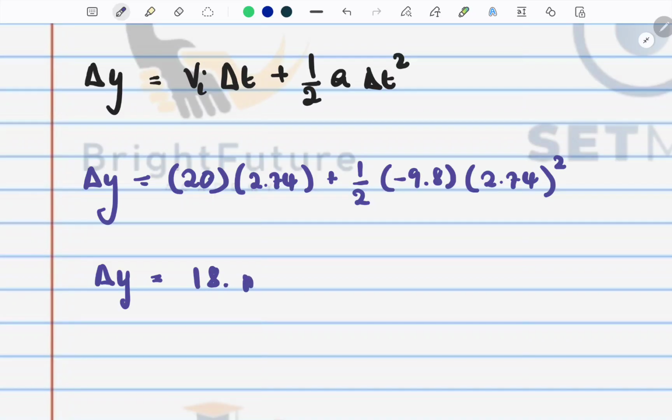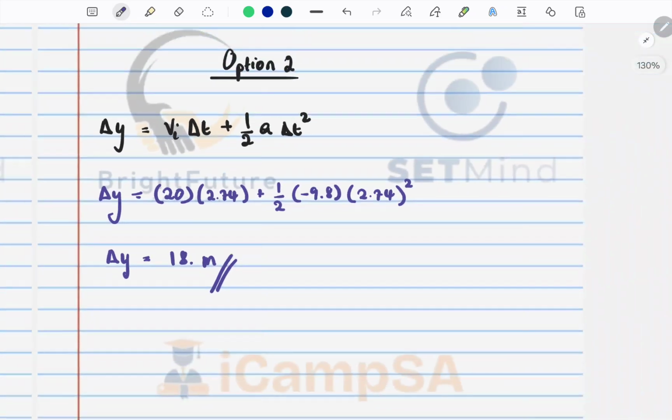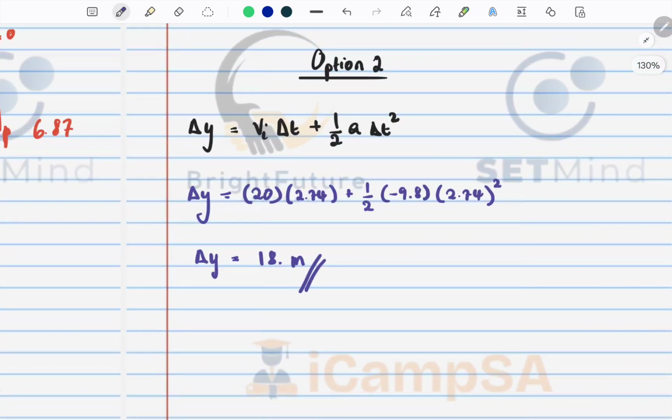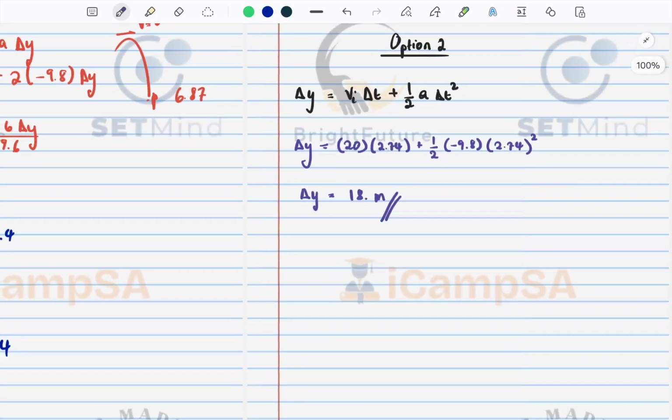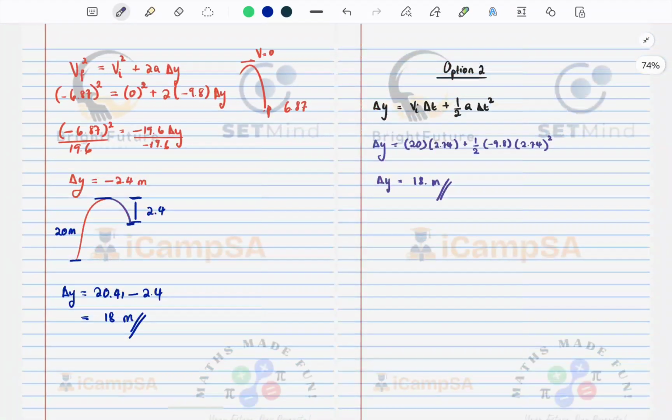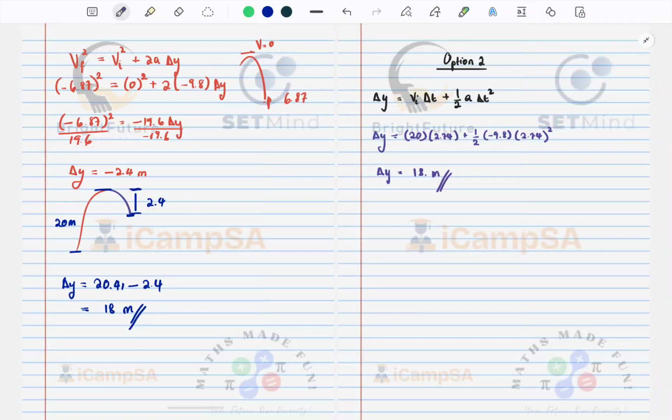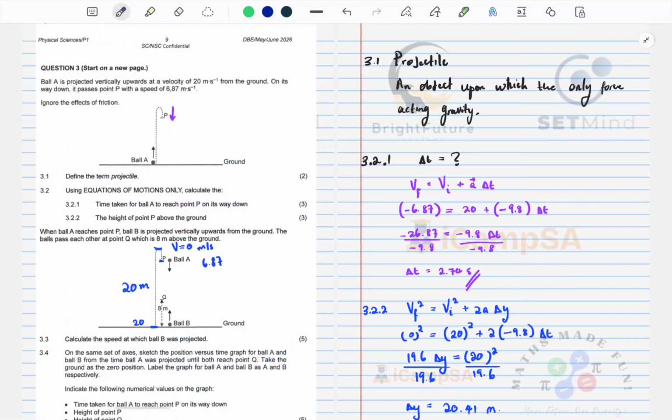Okay, you're going to get the same answer here. It's going to be your 18 meters again. So you can see I just wrote 3 lines as compared to this. Okay, but now you understand better. That's great. So then let's look at the next question.